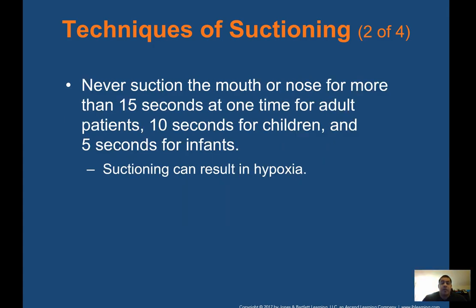Never suction the mouth or nose for more than 15 seconds at one time for adult patients, 10 seconds for children, and 5 seconds for infants. Suctioning can result in hypoxia.